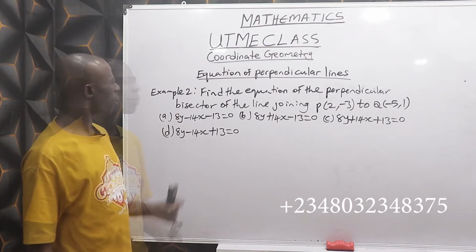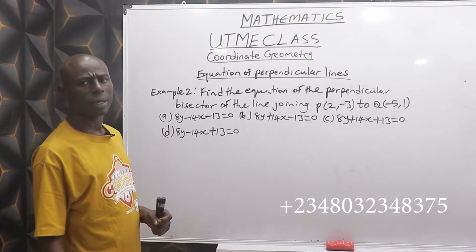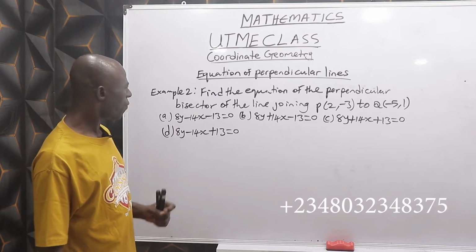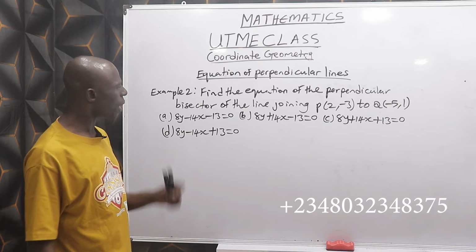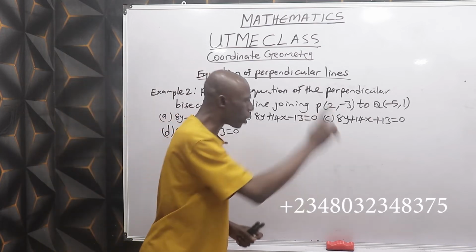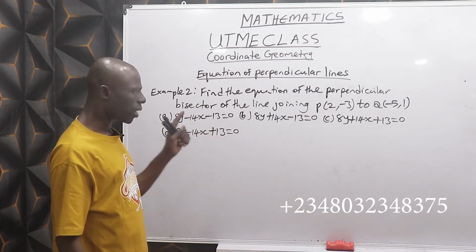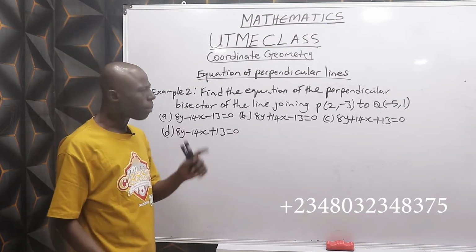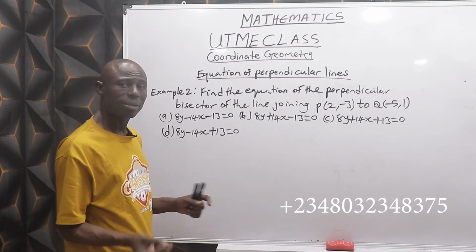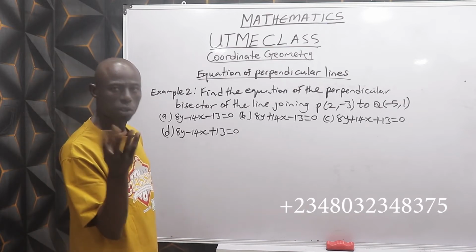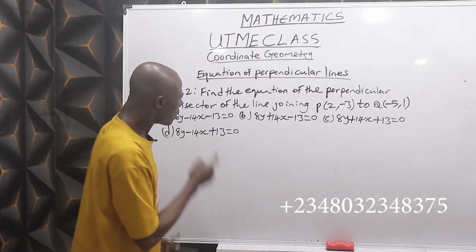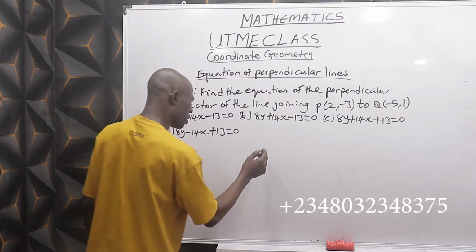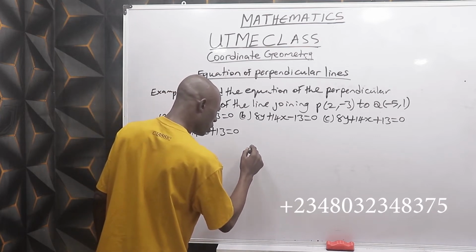Example 2, under equation of perpendicular lines. Find the equation of the perpendicular bisector of the line joining P to Q. This question demands more than a straightforward procedure from you. You must know what you are facing. Let me demonstrate it so you can see.